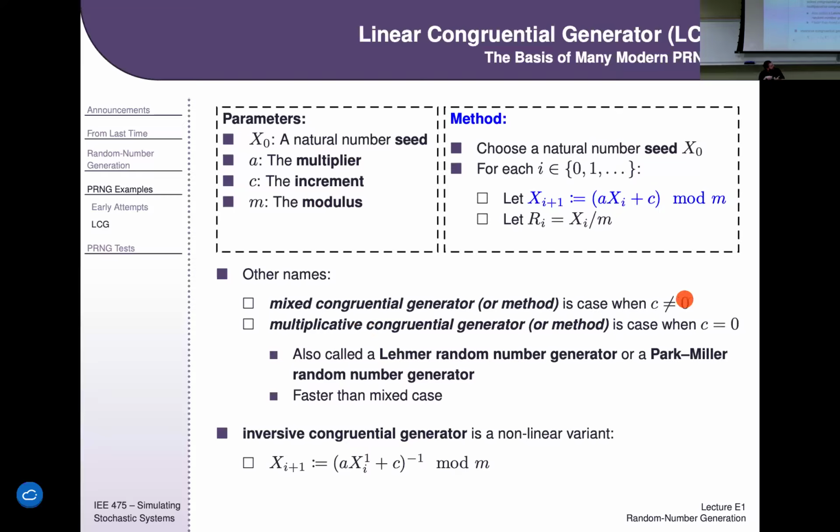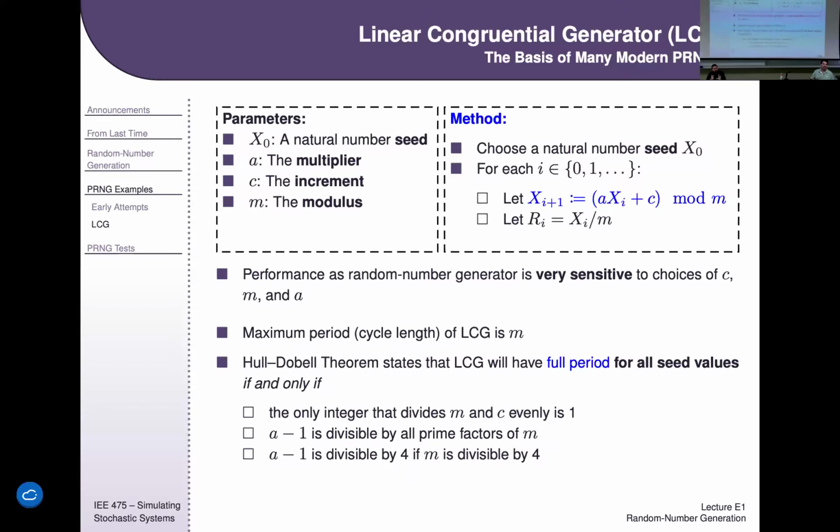That's when C is not equal to 0. If you set C equal to 0, sometimes it's called the multiplicative congruential generator. There's a bunch of other names. I'm not going to quiz you on the names, but it's all coming back to basically the same idea here. There are nonlinear versions, where we use an inverse instead. But this does a pretty nice job, at least it does the basic things we want.